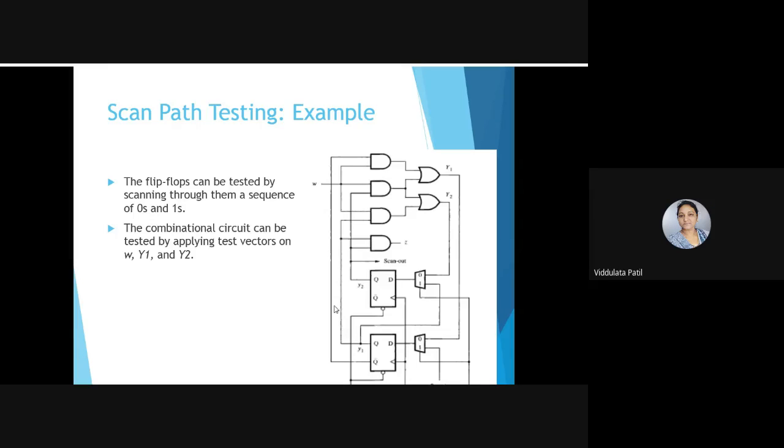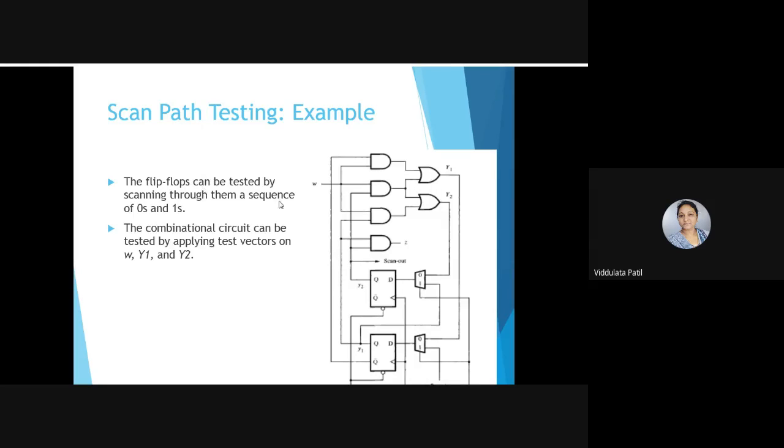Now, suppose I am applying a test pattern that is 0, 0, 1. That means W is equal to 0, Y1 is equal to 0, and Y2 is equal to 1. First of all, we are going to check the flip-flops, and then the combinational logic circuit. So whenever we have applied the first vector, that is 0, 0, 1, Y1 is 0 and Y2 is 1.